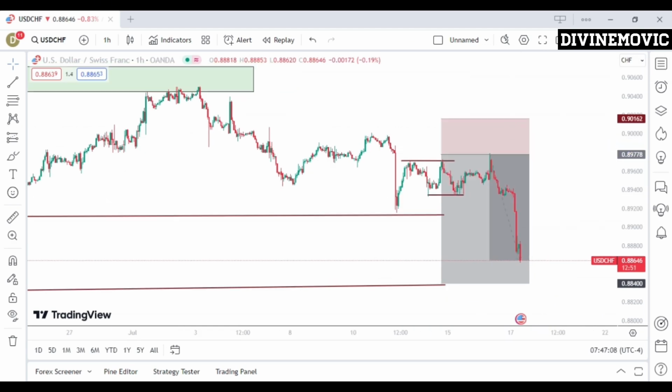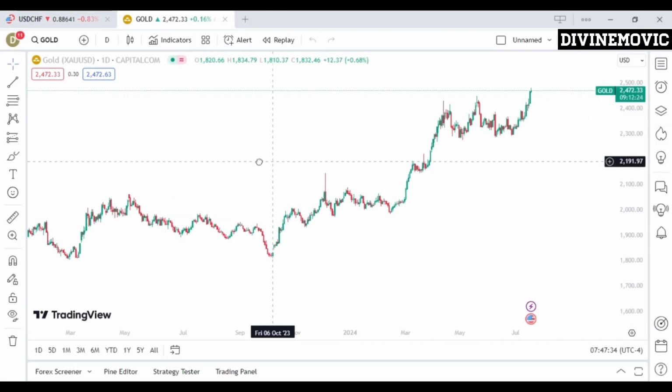Now, let's analyze gold and see what gold is likely going to be doing for the rest of the week. That means let's go and analyze gold and see the possible entries, and see if we can take trades on gold. Let's quickly do this.